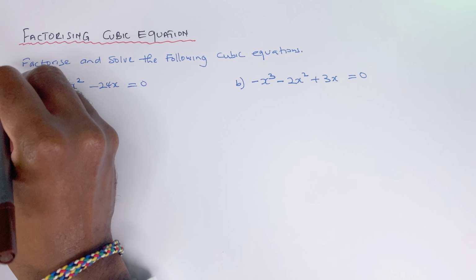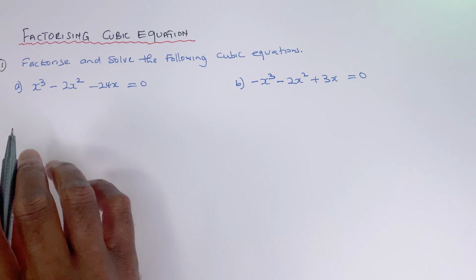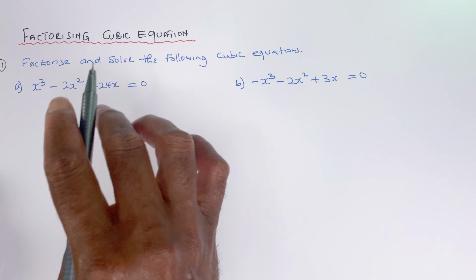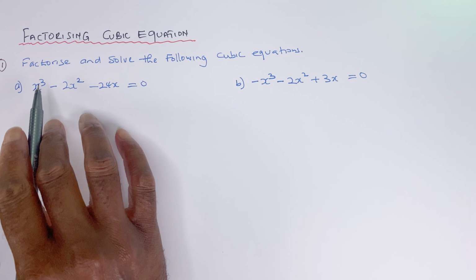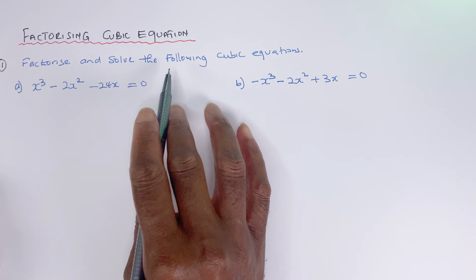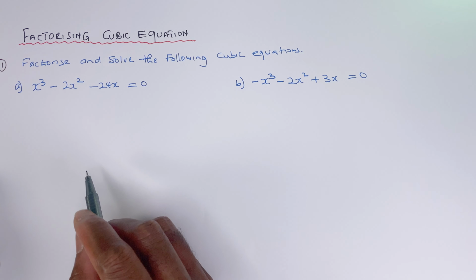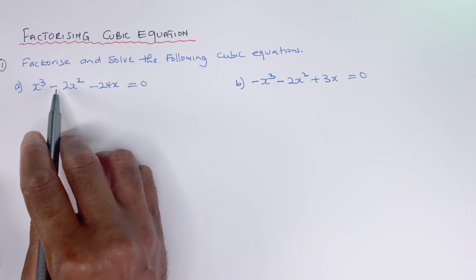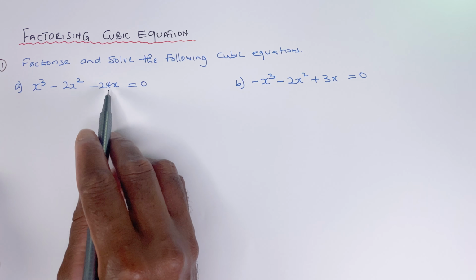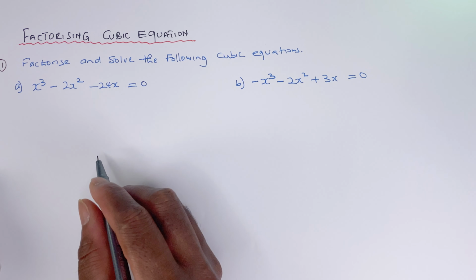Question 1. Factorizing cubic equations. We're told to factorize and solve the following cubic equations. A, x cubed minus 2x squared minus 24x equal to 0.